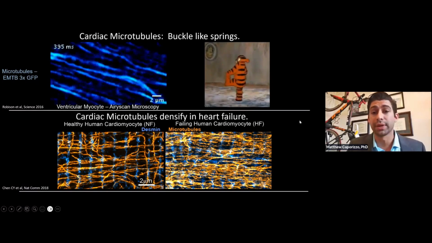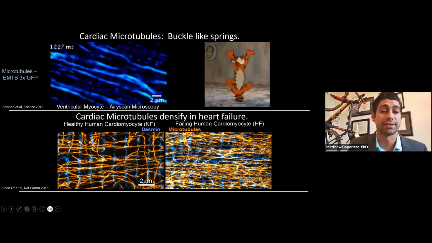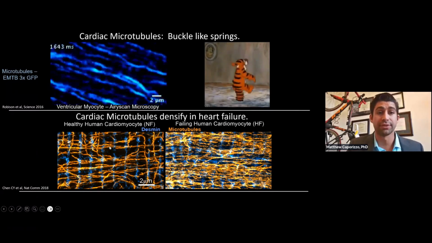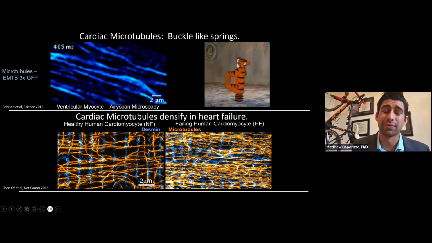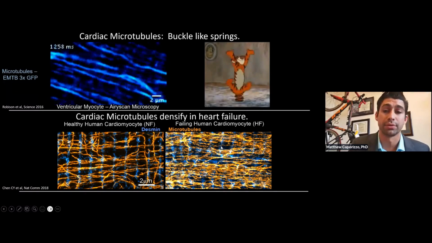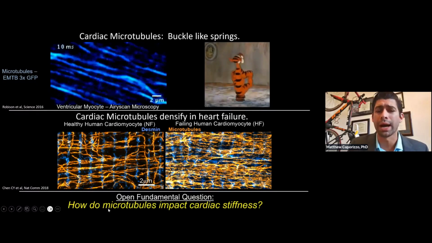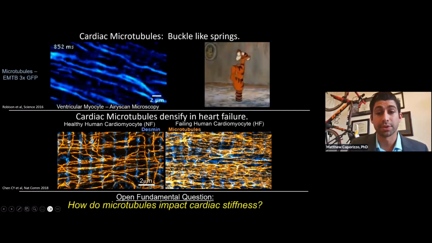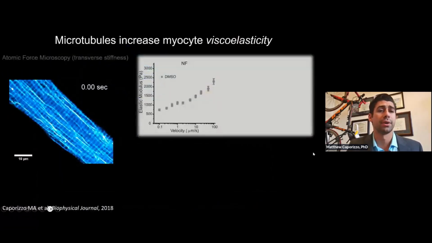And so I mentioned we had this access to human hearts. And so we isolated cardiomyocytes from healthy, on the left here, human cardiomyocytes versus failing human cardiomyocytes. And really across all etiologies of heart failure, we saw this densification of the microtubule network. And so at the time, it was really open in terms of determining how these microtubules were impacting the stiffness of the heart, especially because they're densifying here in end-stage heart disease.